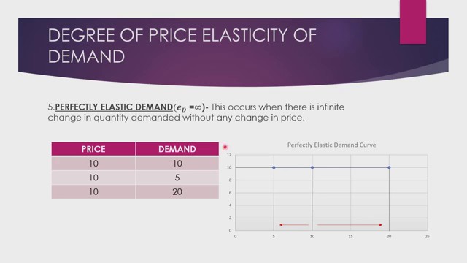Perfectly elastic demand is when the demand for a commodity increases or decreases to any extent without any change in the price. So without any change in the price, the demand is changing. In this condition, we call it perfectly elastic demand. If you see the table also, the price continues to remain the same, but the quantity demanded keeps on changing. The coefficient of price elasticity of demand in this condition is called infinity.